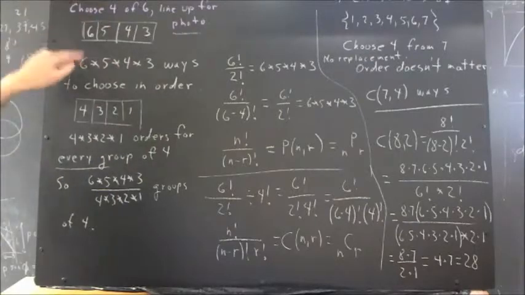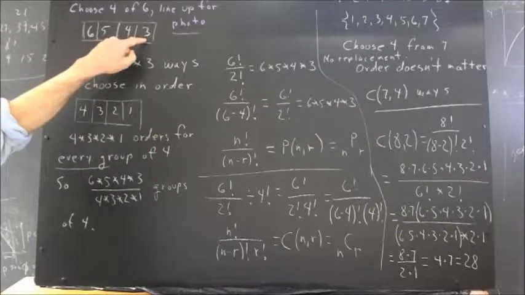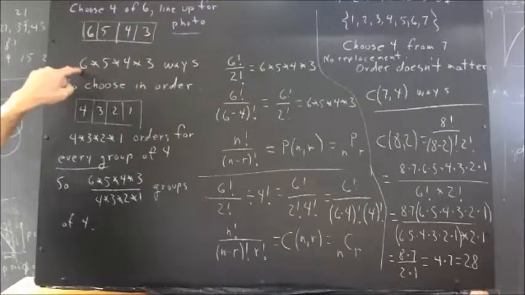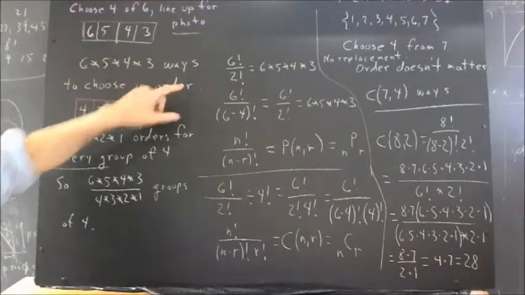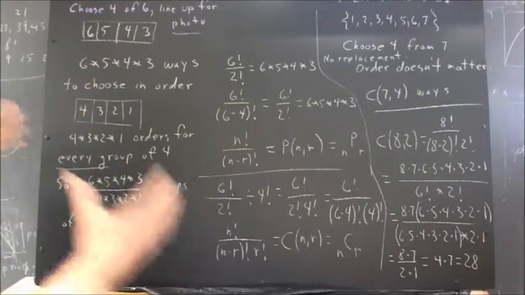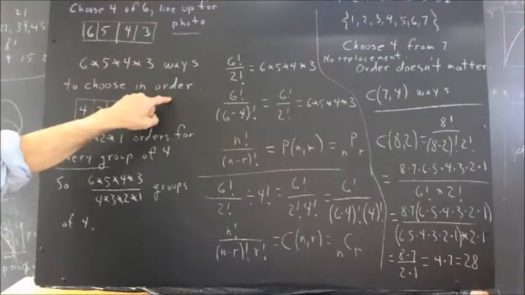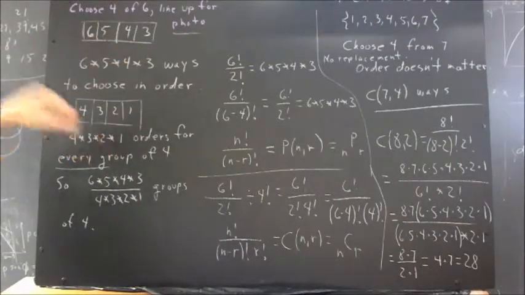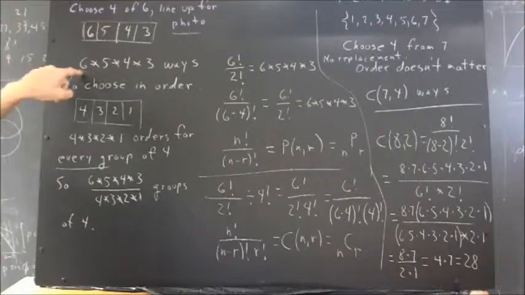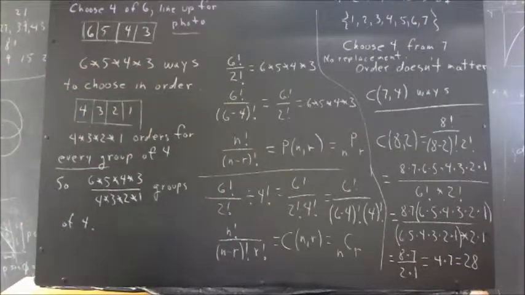We see that there are 6 ways to choose the first person, 5 the second, 4 the third, 3 the fourth, which means there's 6 times 5 times 4 times 3 ways to do this. The order in which the people are chosen will be the order of the photo, so the order in which we choose them does matter. We multiply that out: 6 times 5 is 30, times 4 is 120, times 3 is 360.